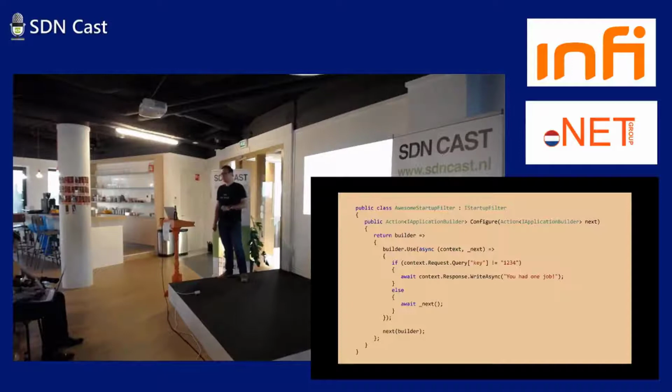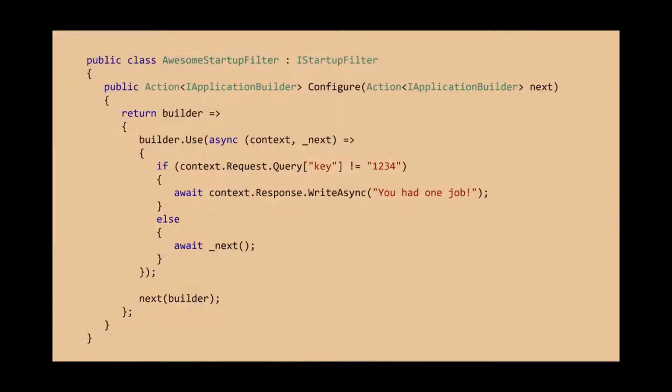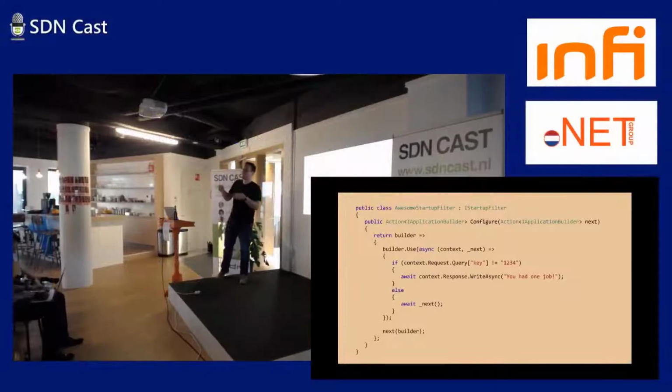This is a simple example where I check a query string of key. If it's not 1234, I reply as soon as possible, you had one job, instead of going into my pipeline, somewhere in my controller, validating that. You need to do that as soon as possible. This is an example, and it looks like middleware because it is middleware, but not really. It's like startup pre-middleware.